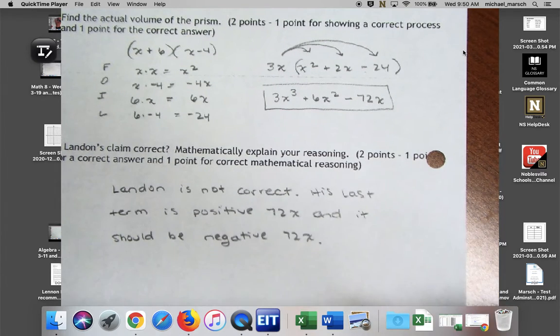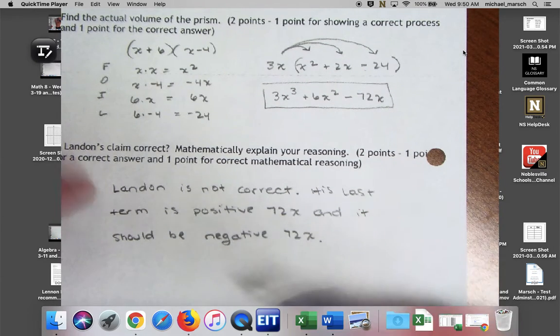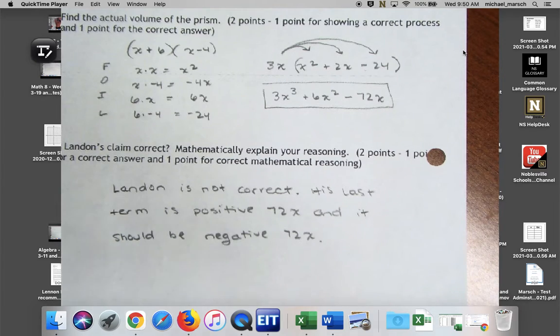So you just have to explain to me mathematically. First, you have to get this correct. And by correct, I mean, is he correct or not? And then you have to tell me what his mistake was. Okay? So there's your study guide.